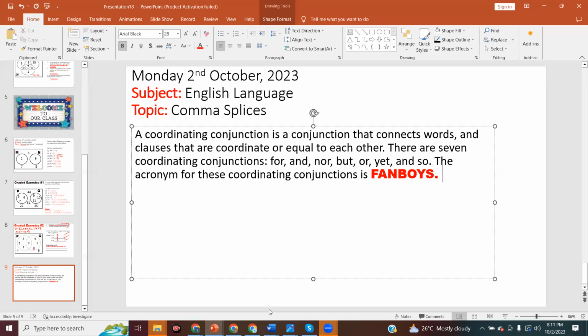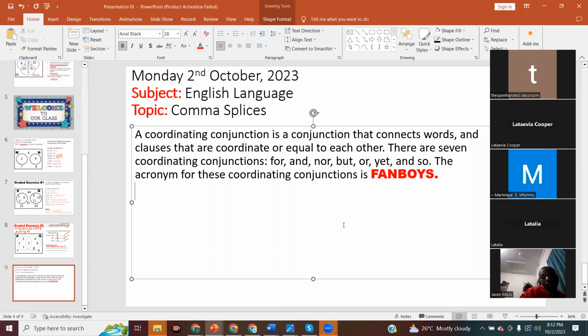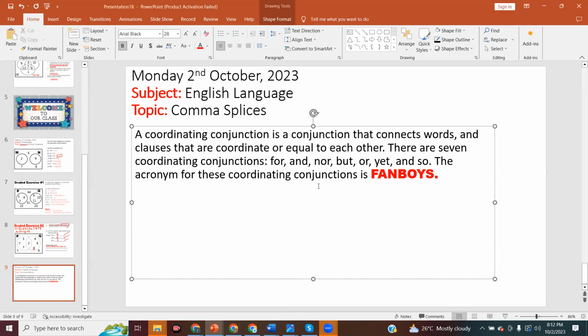So now that we know what coordinating conjunctions are, let's talk about what comma splices are. Do I need to explain what an independent clause is again? We know what independent clauses are, right? Independent clauses are a sentence that can stand on its own. Very good. It's a clause that can stand on its own.